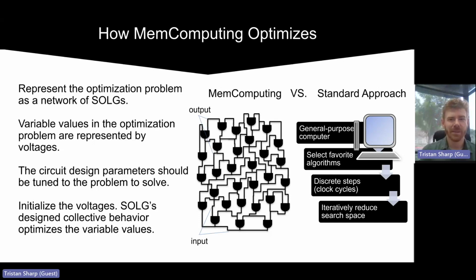And so how does MIM computing optimize? Well, if you have an optimization problem, first you represent it as a MIM computing circuit, and there's a direct mapping for that. The variable values for your problem end up being represented by voltages in the circuit. The circuit design parameters should then be tuned to the problem to solve. And then you can initialize the voltages, and the behavior that you've designed into the SOLGs is meant to optimize those variable values for your problem.